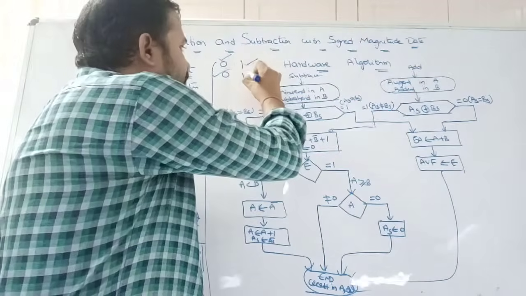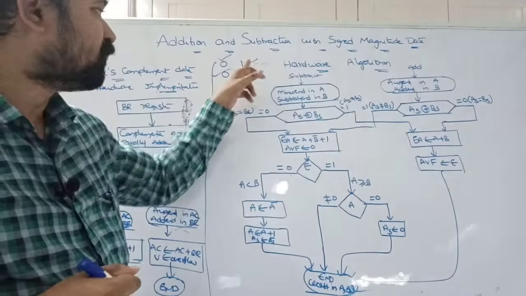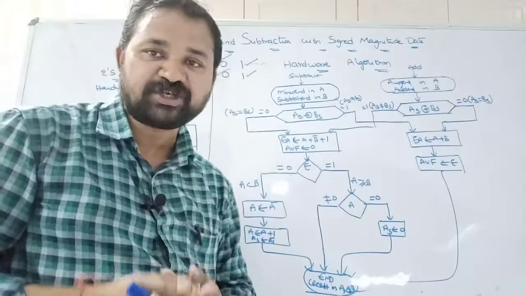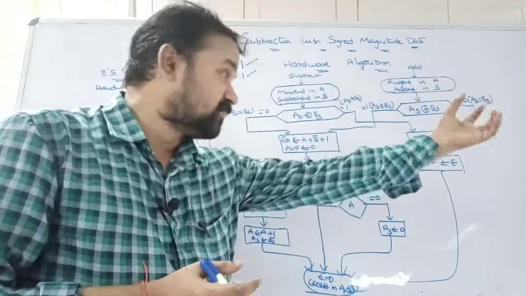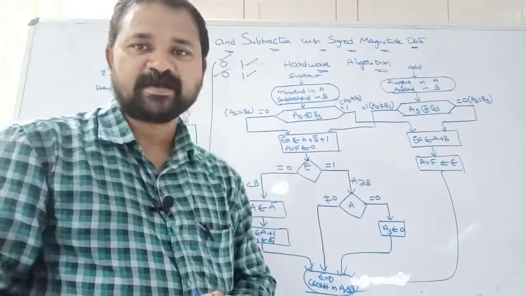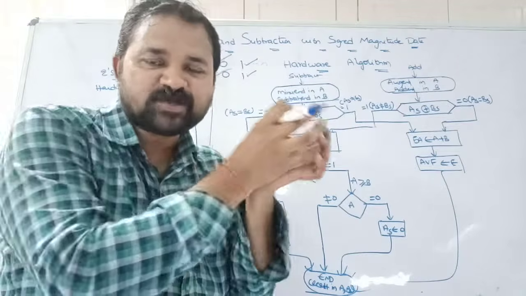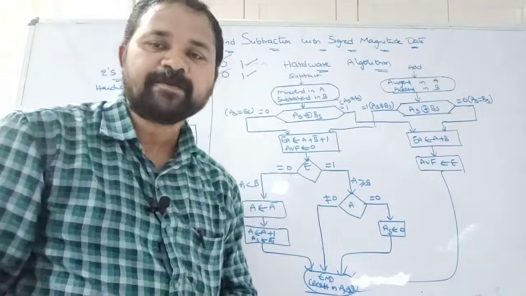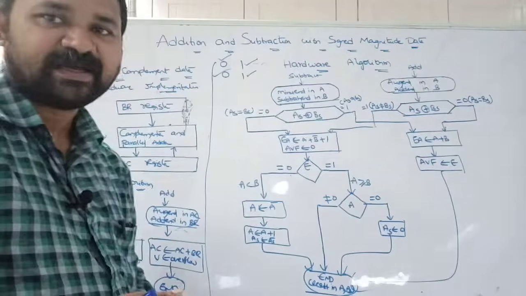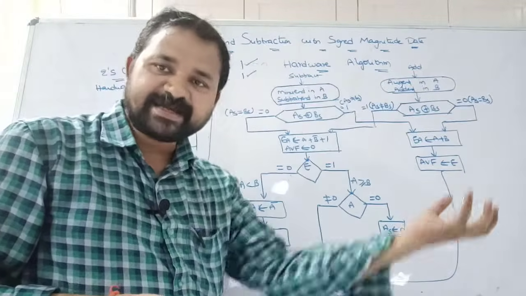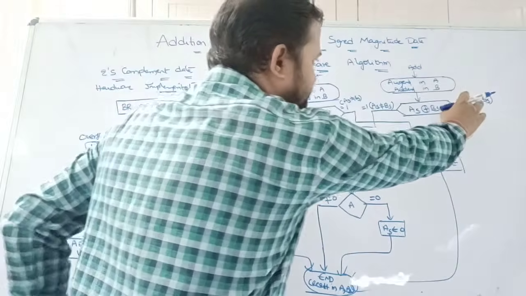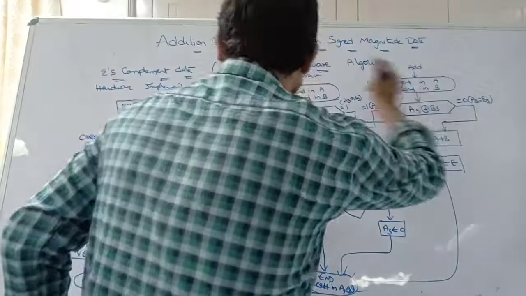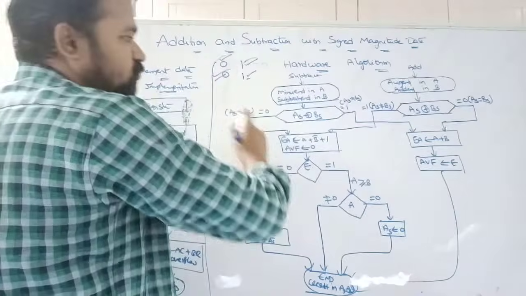Let AS value be 1, BS value be 1. So 1 exclusive OR 1 means what? 0. So that means both the signs are same. So if you want to perform addition operation, then we have to compare the sign bits of both the numbers. If they are same, then you add the magnitudes. The first magnitude is present in A, the second magnitude is present in B. So this 0 specifies AS is equal to BS.